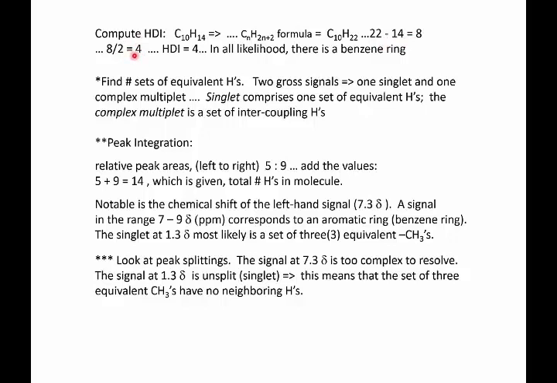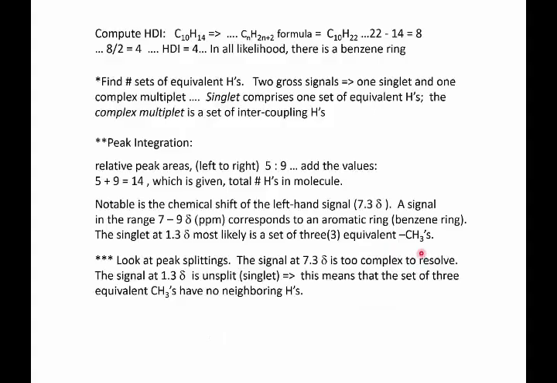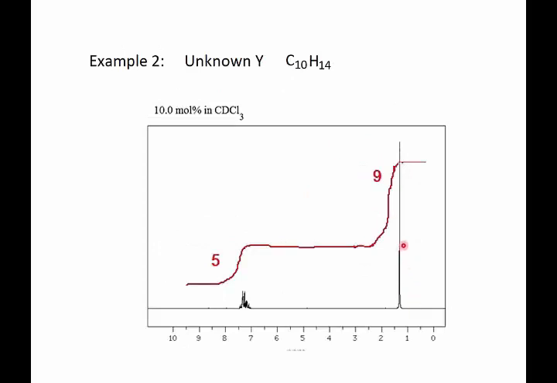Now recall, that's a very high number. Typically, if a compound has an HDI of 4 or higher, there's going to be an aromatic ring, most likely a benzene ring. All right, we want to find the number of sets of equivalent hydrogens here. Look at the number of signals. There are 2 signals, this and this. Now, I have to do a little bit of free interpretation here. We've got a singlet, and we have this, which is actually a multiplet, a complex multiplet.